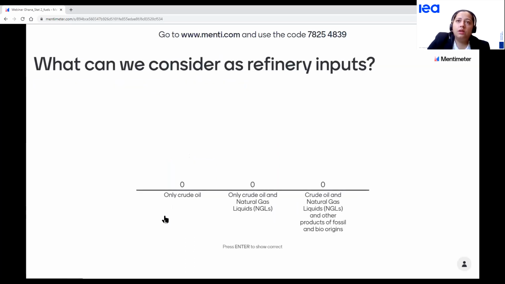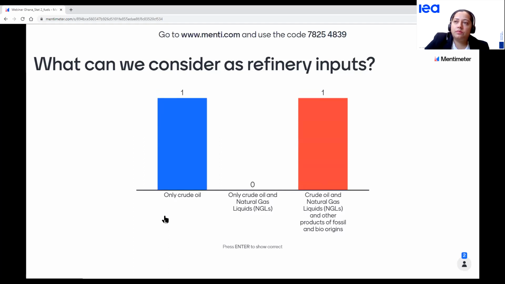The next question is, what can we consider as refinery inputs? Is it only crude oil? Is it only crude oil and natural gas liquids, which are NGLs? Is it crude oil, NGLs, but also other products of fossil and bio origins? So what can you put in a refinery? You have 3 choices here. So what can we put in a refinery?